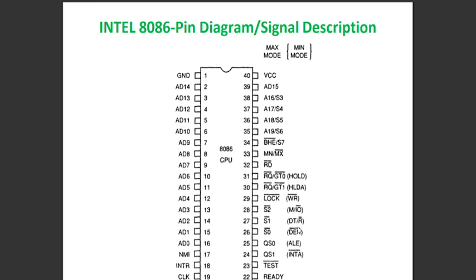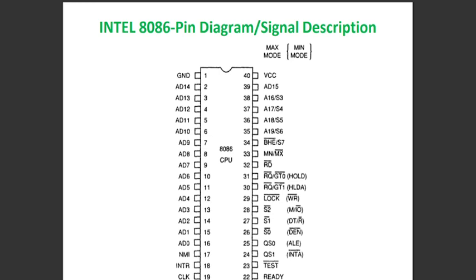QS1 and QS0. These are the two queue status signals, available at pin numbers 24 and 25. These signals provide the status of the instruction queue. When QS0 is 0 and QS1 is 0, the status is no operation. If QS0 is 0 and QS1 is 1, the status is first byte of opcode from the queue. If QS0 is 1 and QS1 is 0, the status is the queue is empty. If QS0 is 1 and QS1 is 1, the status is subsequent byte from the queue.